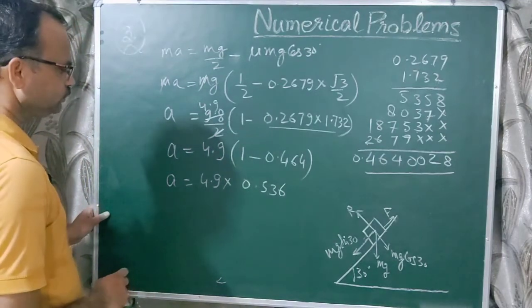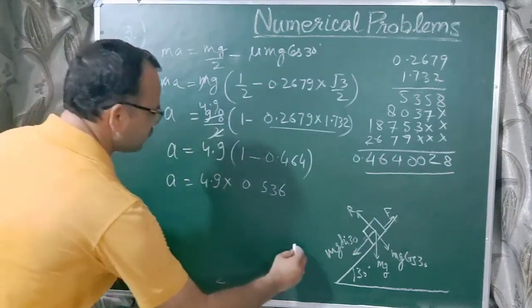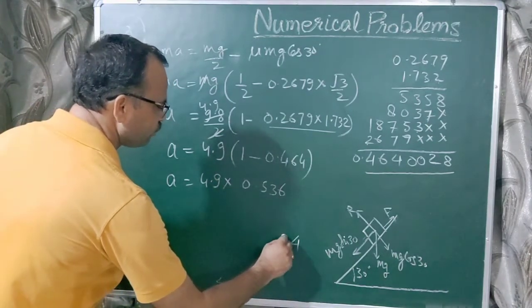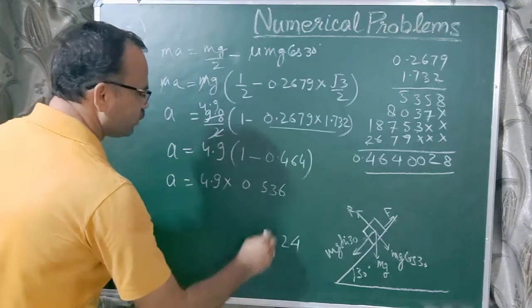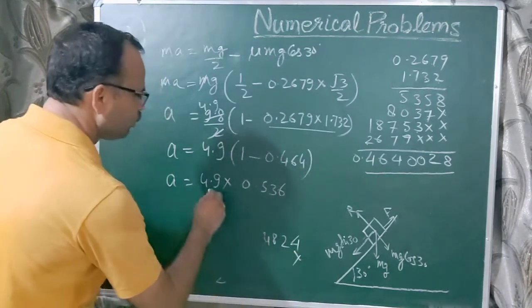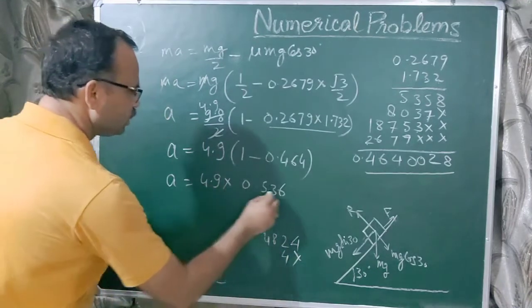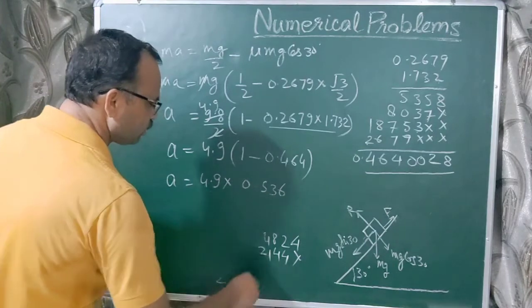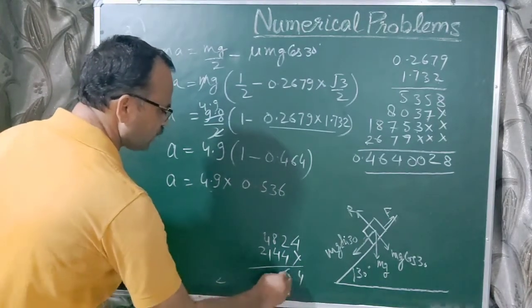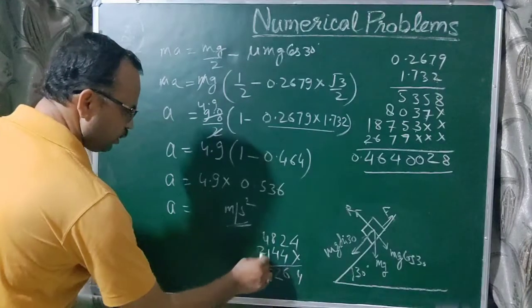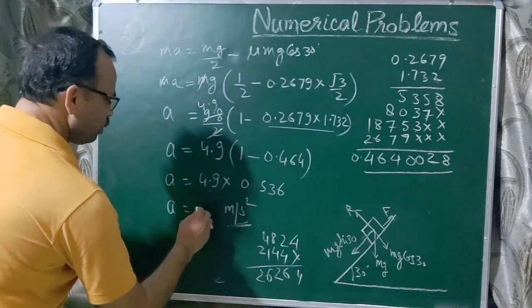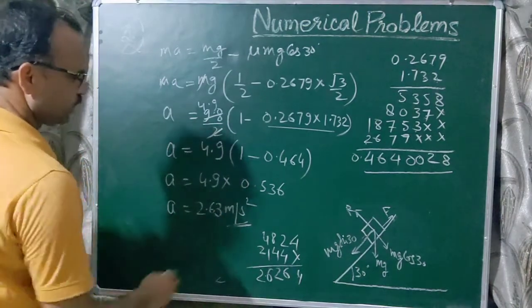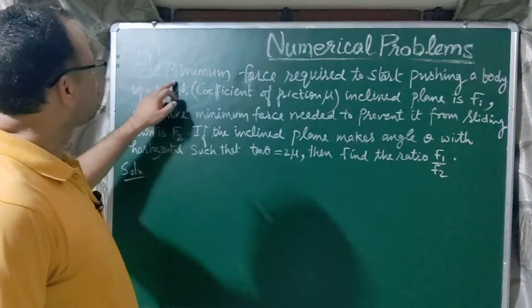Then multiplying 4.9 by 0.536 gives the acceleration as 2.63 meter per second squared. So let us now note another important problem.